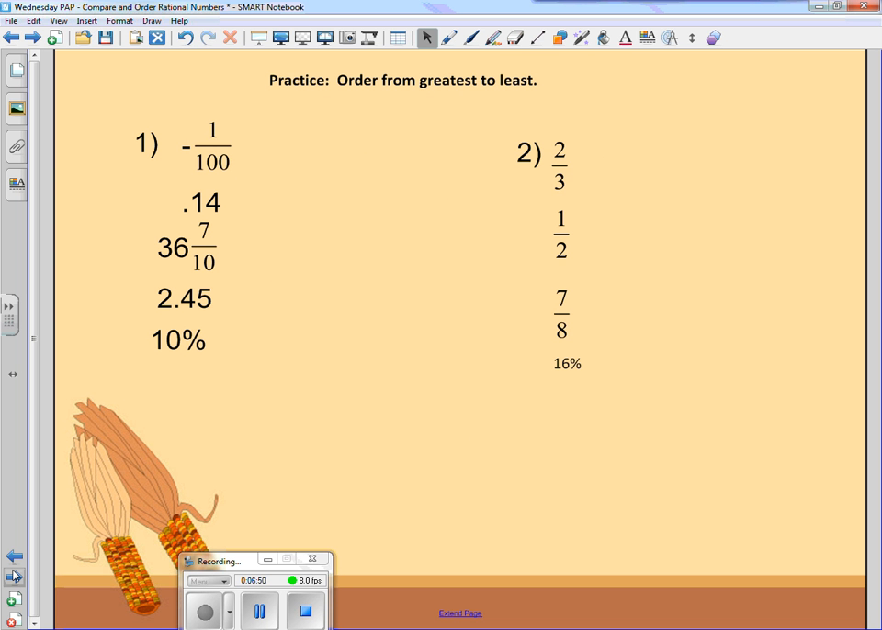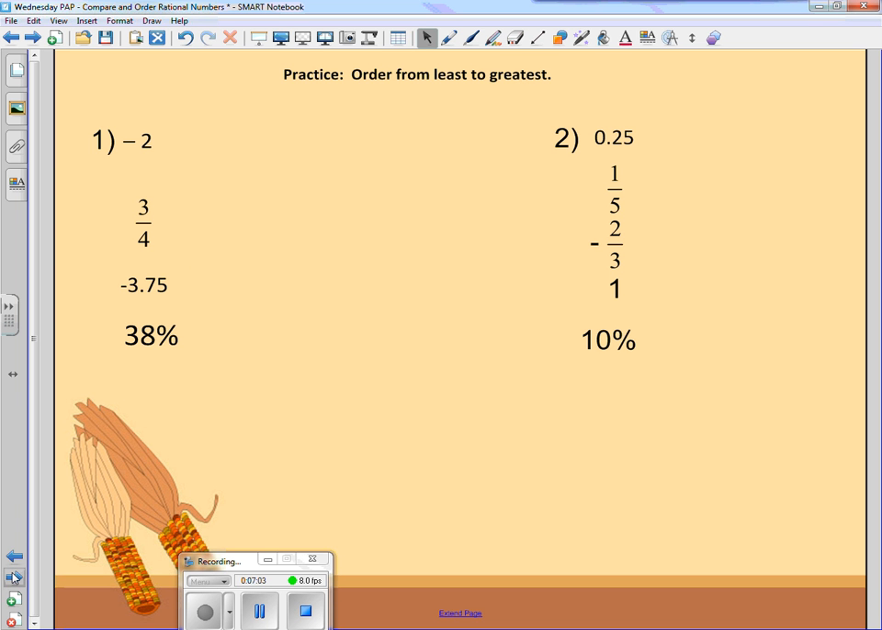All right, for the rest of them, that's all we're doing is converting back and forth, making it into a fraction or a decimal or a percent. So all these others, change it to one or the other. Change it to a fraction. Change it to a percent.